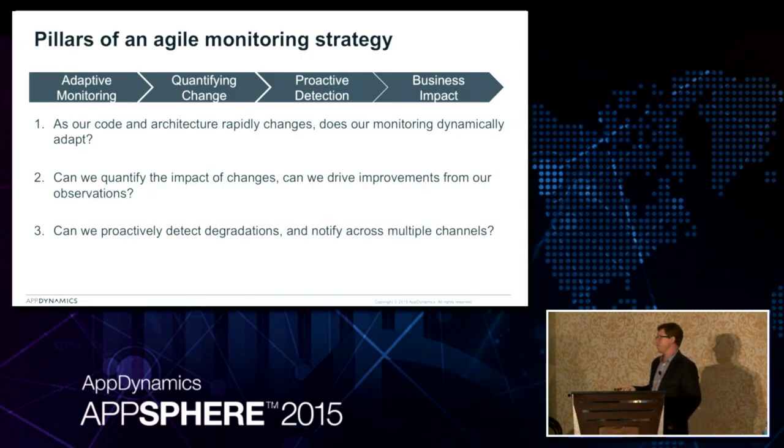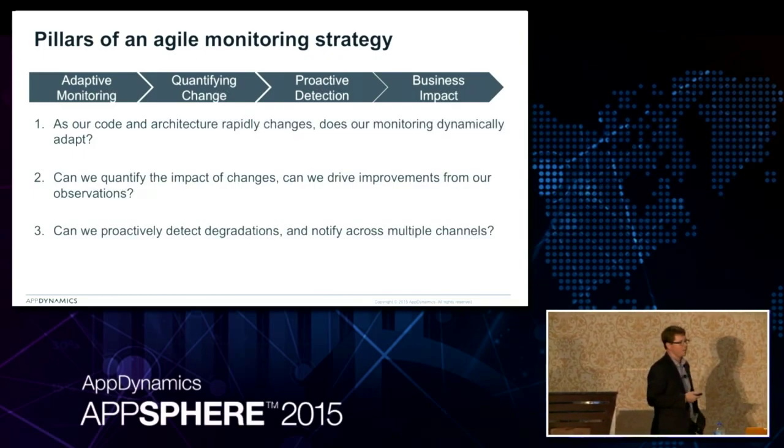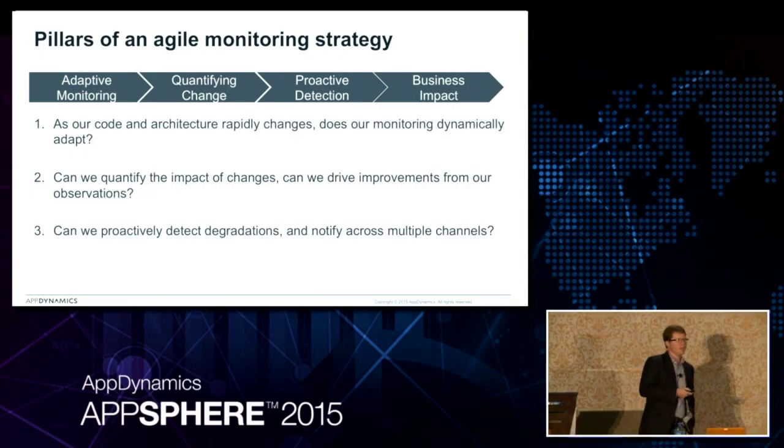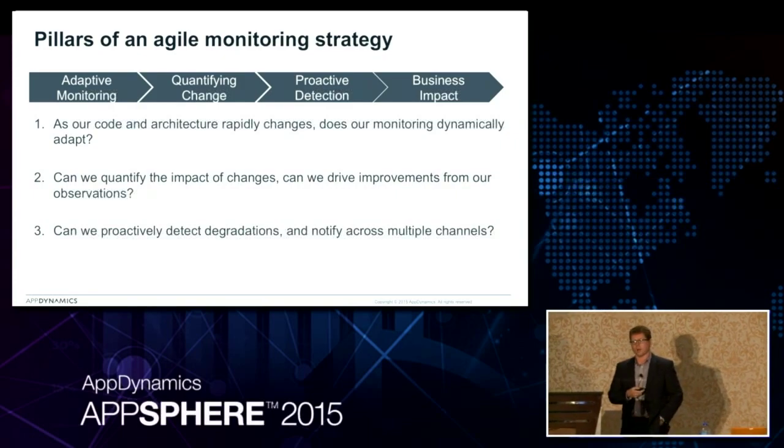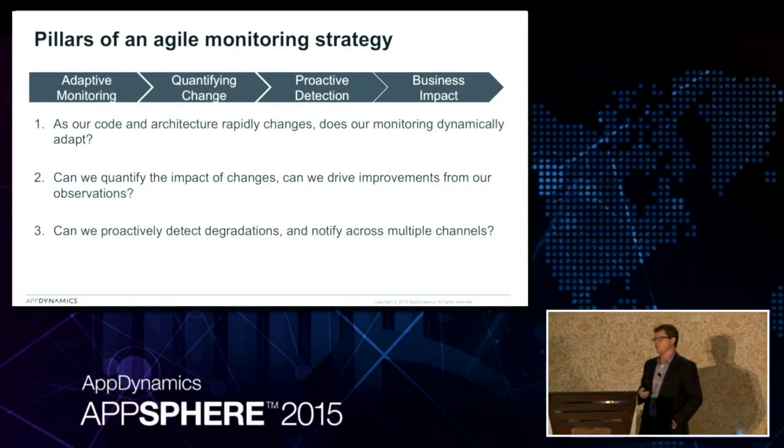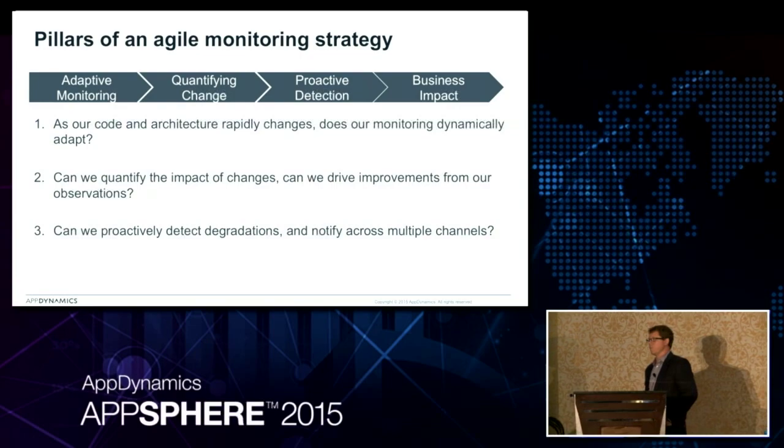And can we proactively detect degradations and notify across multiple channels? So this is something that I'm going to talk about. Your organization, all of our customers, they have an ecosystem of tools and processes and capabilities. And we want to understand how you guys do business today and how you leverage technology today, because we want AppDynamics to fit into that. So if and when we proactively detect a problem, we want to be able to notify you in the way that is most consumable, most usable.